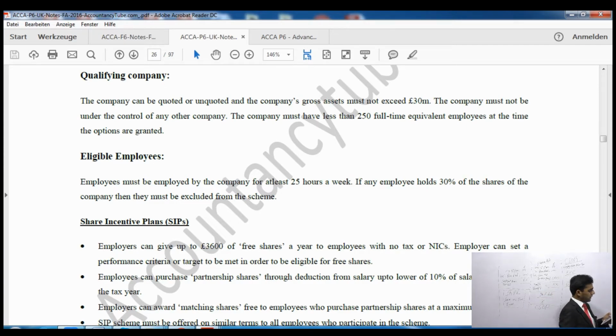And who are eligible employees? Employees must be employed by the company for at least 25 hours per week. Eligible employees will only be the ones who are working for 25 hours a week. And if any employee holds 30% or more shares in the company, that employee must be excluded.